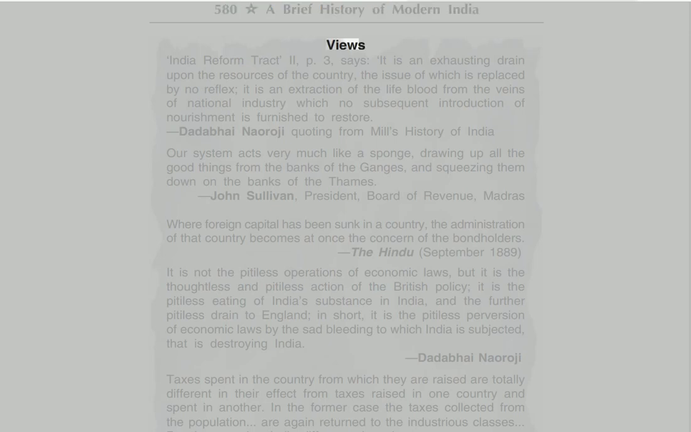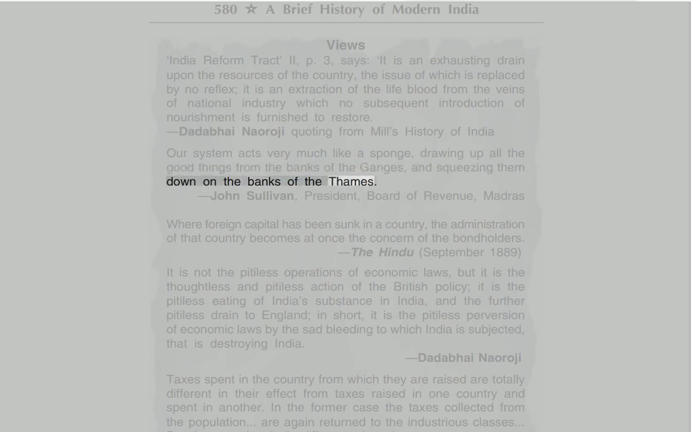It is an exhausting drain upon the resources of the country, the issue of which is replaced by no reflex. It is an extraction of the lifeblood from the veins of national industry which no subsequent introduction of nourishment is furnished to restore. Dadabhai Naoroji quoting from Mill's History of India: Our system acts very much like a sponge, drawing up all the good things from the banks of the Ganges, and squeezing them down on the banks of the Thames.